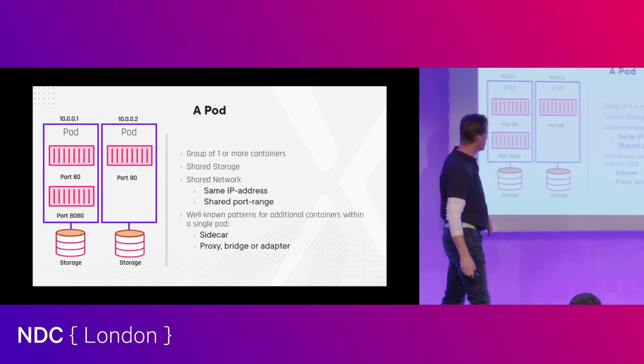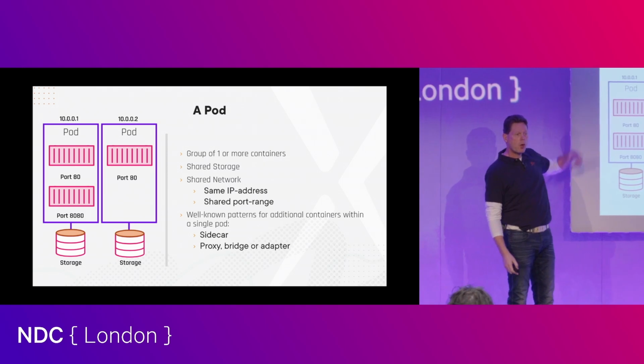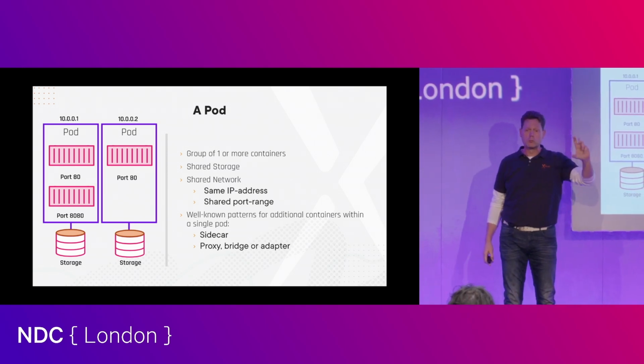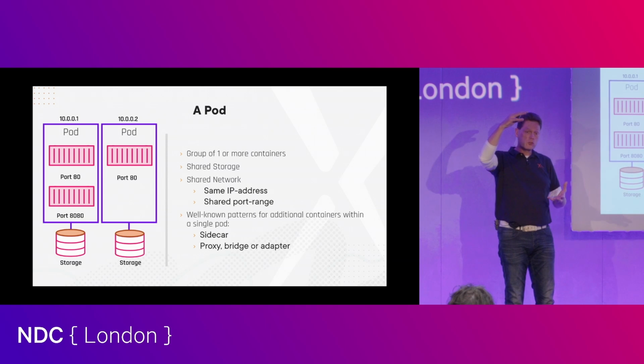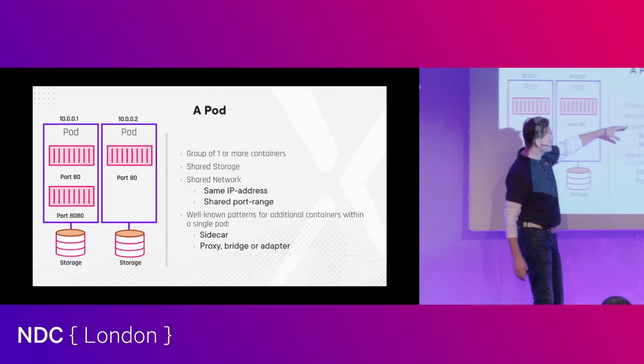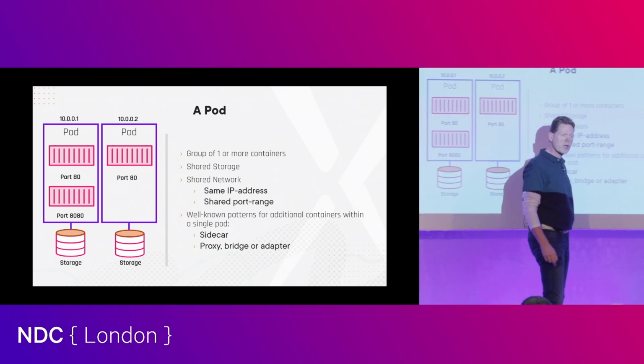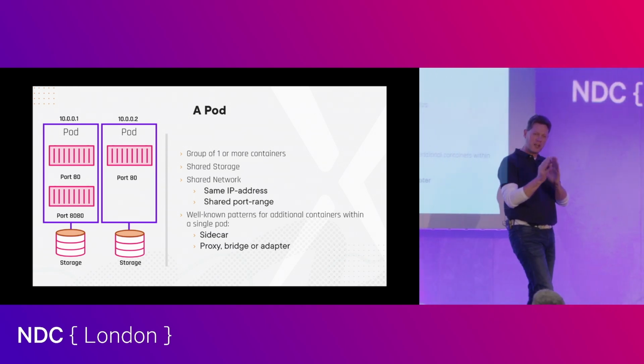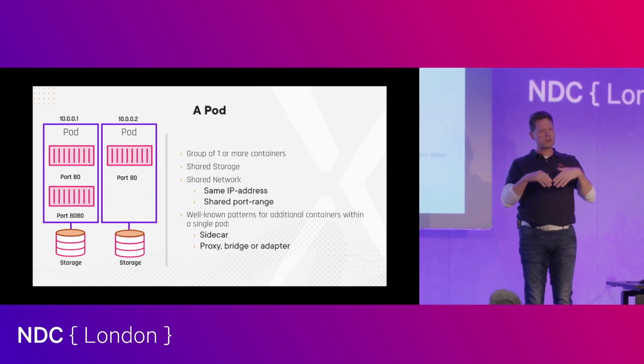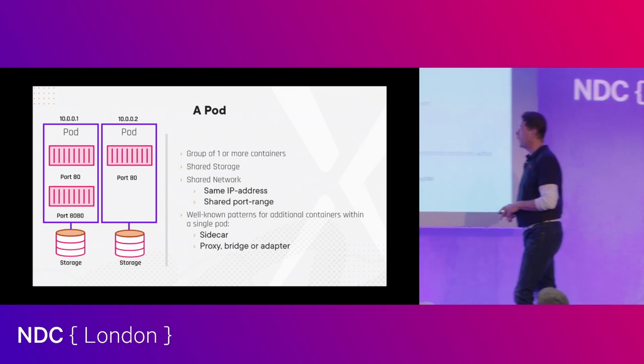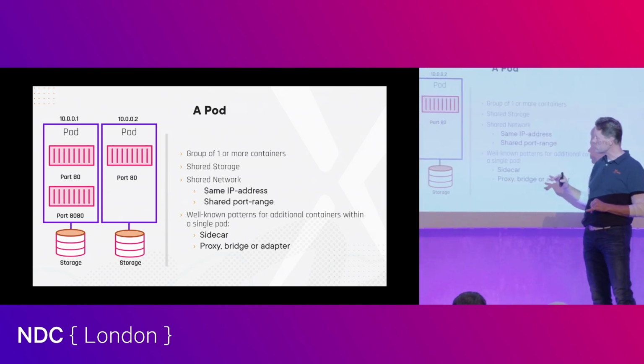implies that we have a set of what we call pods. A pod can contain one container or more containers, and those containers together share the same IP range in the same port range that you have. So you can address it on the exact same IP address with the exact same ports, and it will go to those containers. It also shares storage.